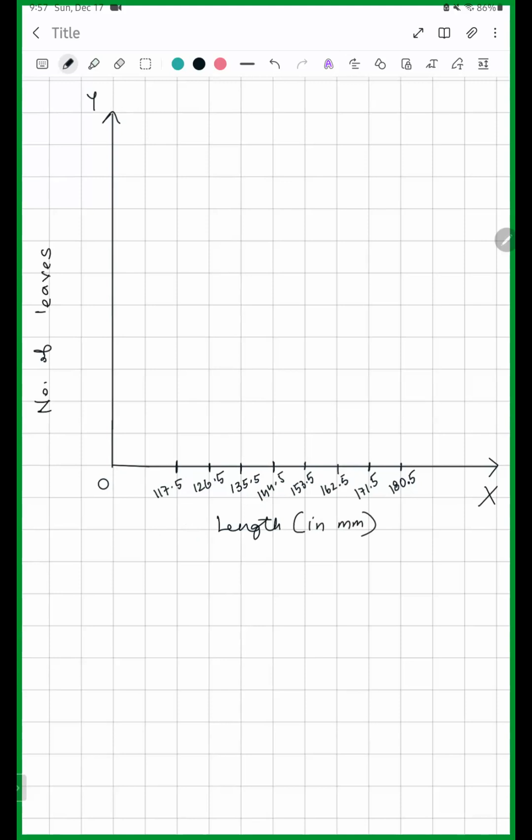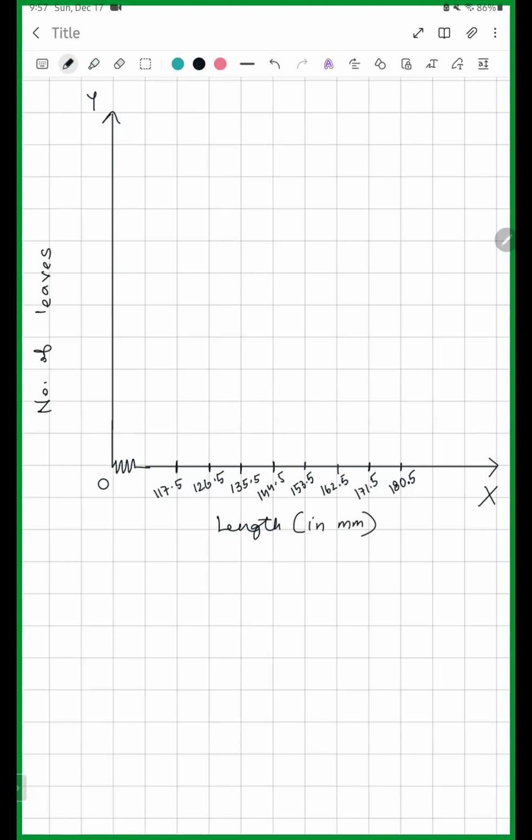So you cannot just put it like this. You have to make a ragged line, which shows that there must be a lot of numbers in between. We are not showing all those numbers. We are skipping directly from 0 to 117.5. This is what the ragged line means.